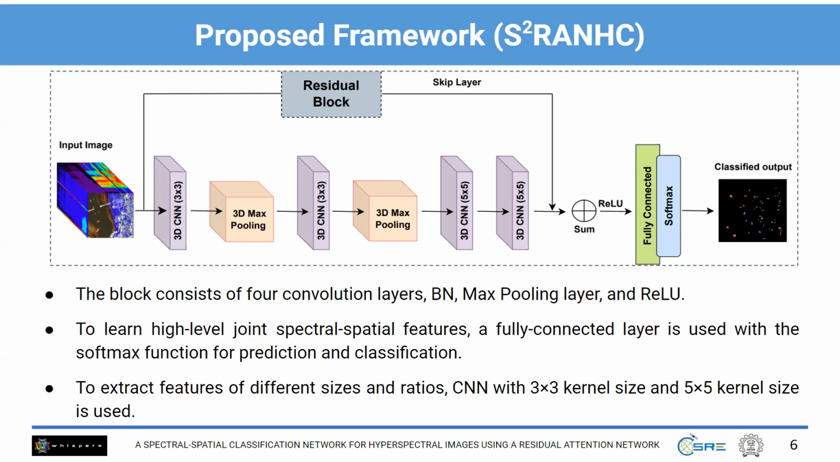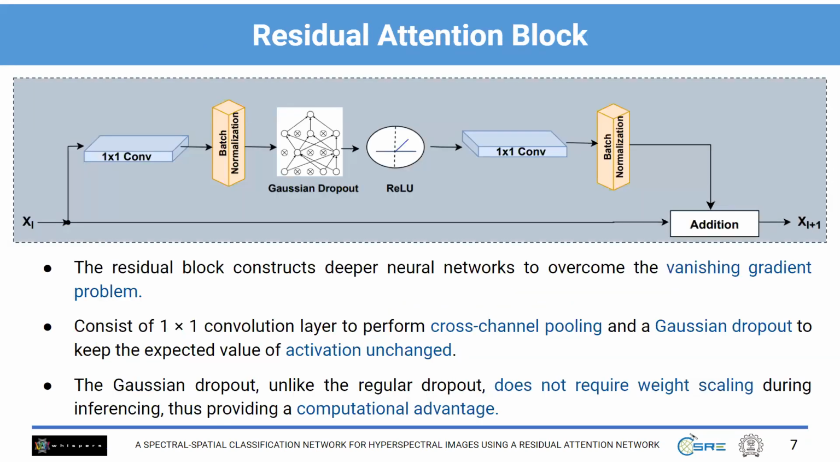And the block consists of four convolution layers. To learn high-level joint spectral spatial features, a fully connected layer is used with the softmax function for prediction and classification. And to extract features of different sizes and ratios, a convolution neural network with 3 cross 3 kernel size and a 5 cross 5 kernel size is used. The residual network has been explained over here.